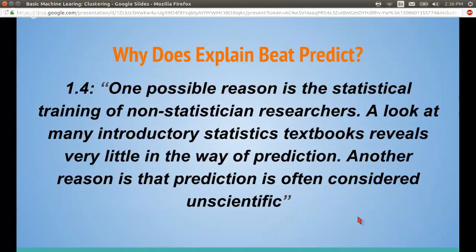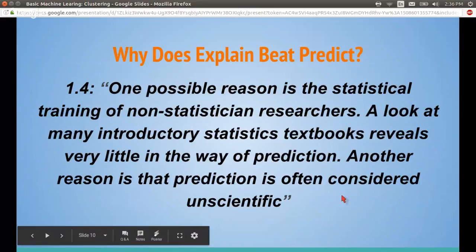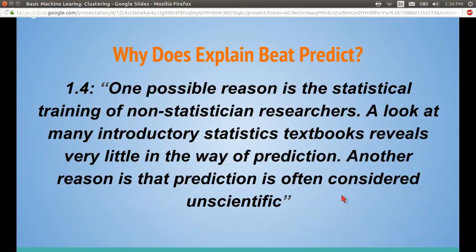Statistics textbooks don't get into data mining. They don't get into any of this predictive analytics type of stuff. And I think he's got sort of a cultural thing he's talking about here, that prediction is considered unscientific. Obviously it's academic now; machine learning and data mining are being taught at universities.